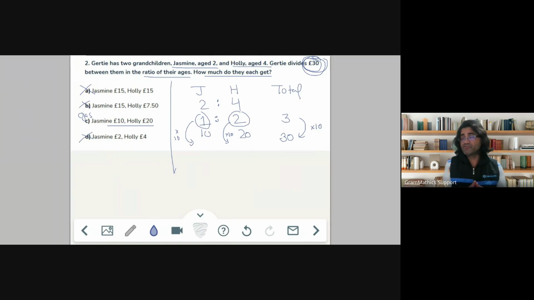There will be questions which will become difficult, and then these methods will help you, because you need to know the concept that if something is increasing in a proportion, then everything connected will also increase or decrease in the same proportion by a multiplication or dividing factor. In this case, it is 10 times. So everyone will go 10 times, and then 10 and 20 is what they get. So Jasmine gets 10, Holly gets 20, and that is the correct answer. All happy?